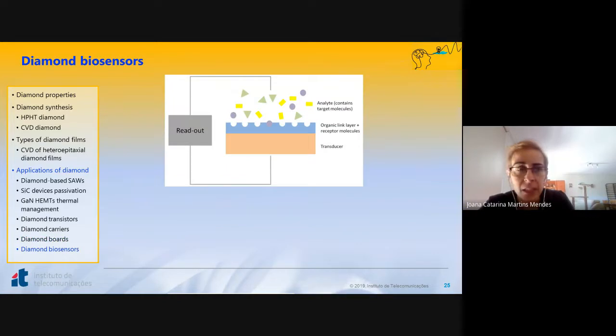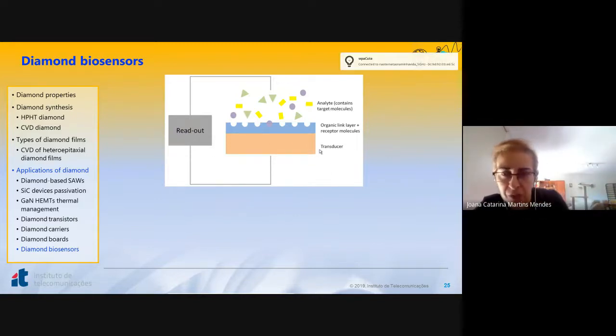And finally, a few words about biosensors. Now, a biosensor can simply be seen as a transducer, which is any type of material, and on it we deposit an organic link layer and some receptor molecules. These receptor molecules are such that they will only bind with target molecules, so they will give us the selectivity of the sensor.